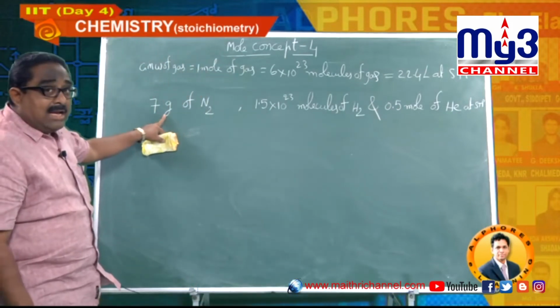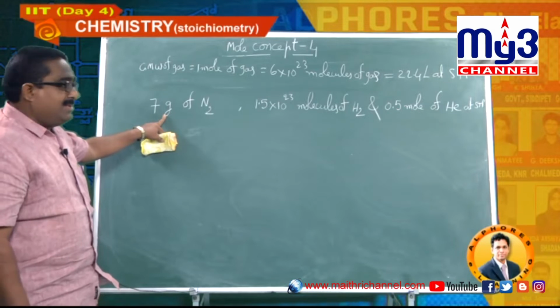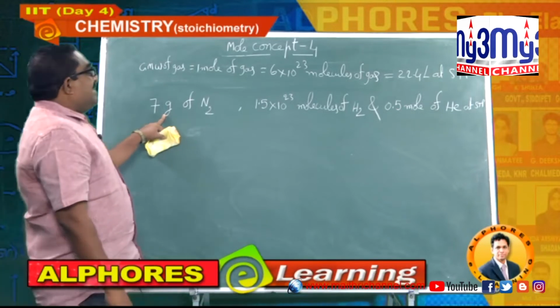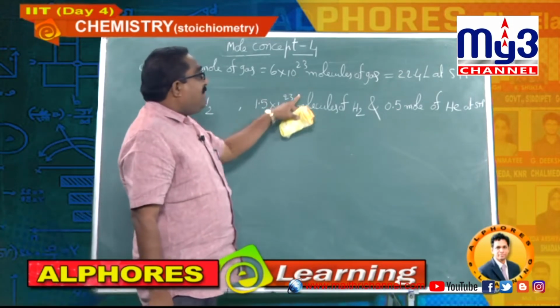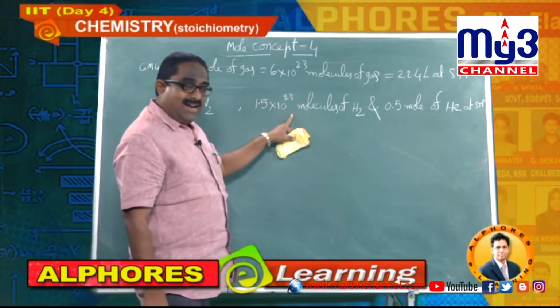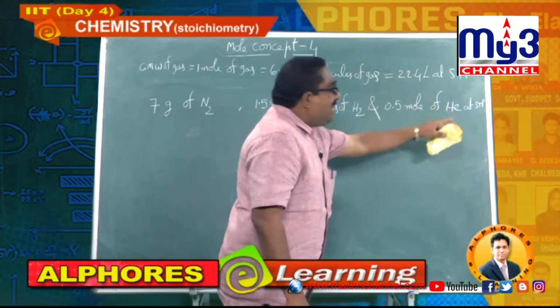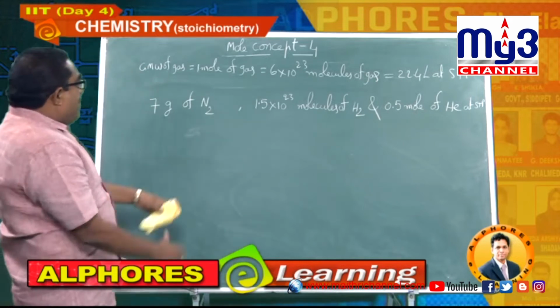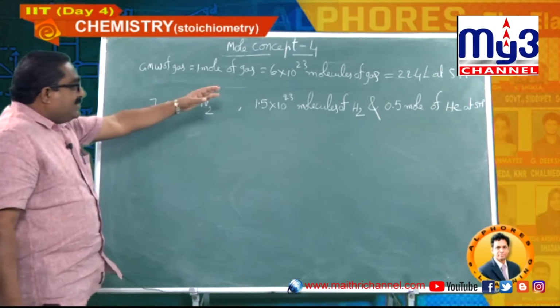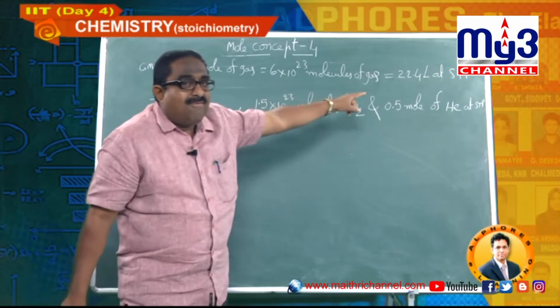Now I have given 7 grams of nitrogen, students, 1.5 into 10 power 23 molecules of hydrogen, and 0.5 mole of helium. Now I want to convert all these into respective volumes.